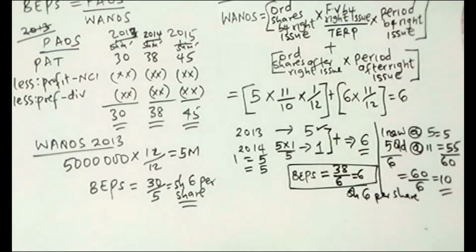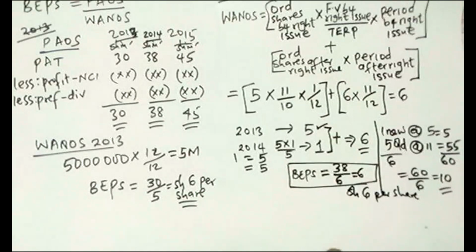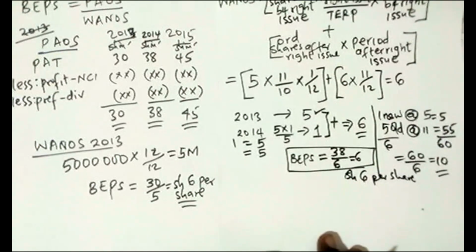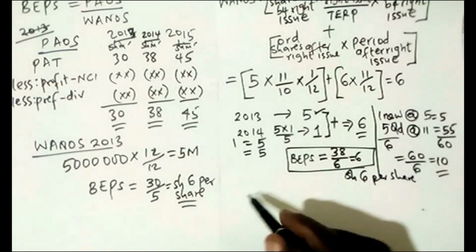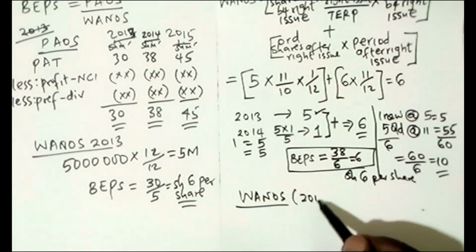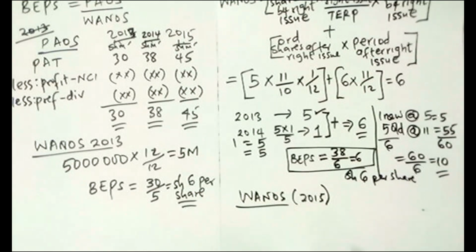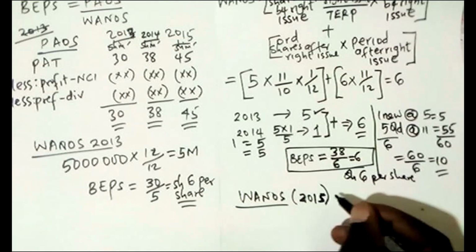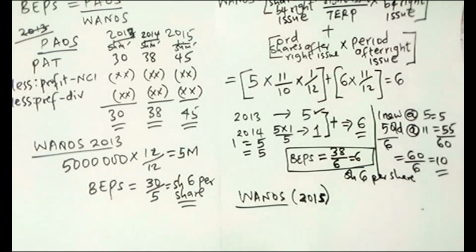So let us do for 2015. For 2015, it will not be having a lot of work again because I need only the one-offs for 2015. And in 2015, there is no right issue. So since there's no right issue in 2015, we need just to weigh the shares which were there in 2015.